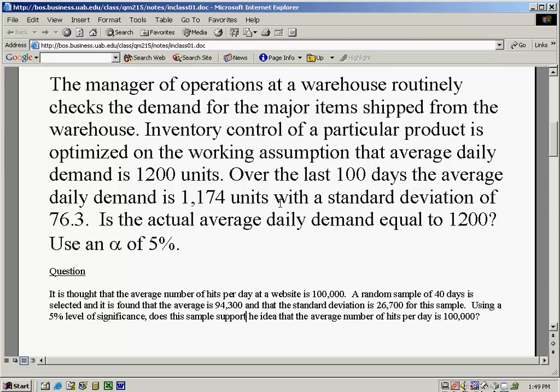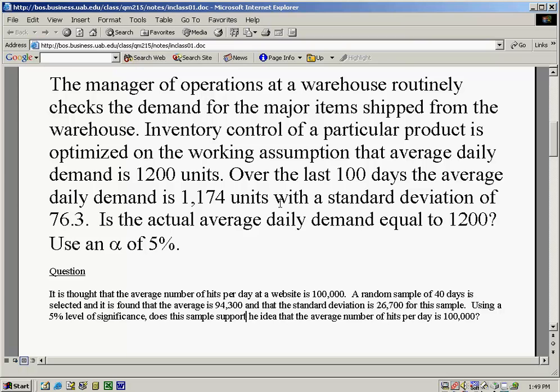Now let's look at a question, averages, two-tail, and let's put all the interpretations and proper wording into this problem. Alright, the problem goes as follows.